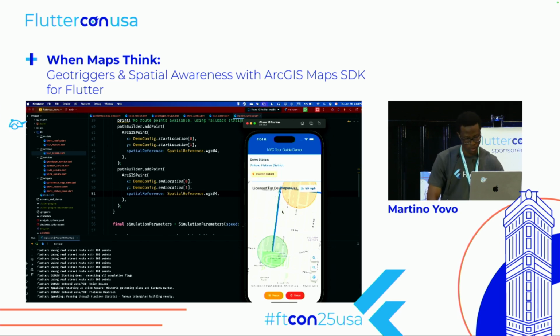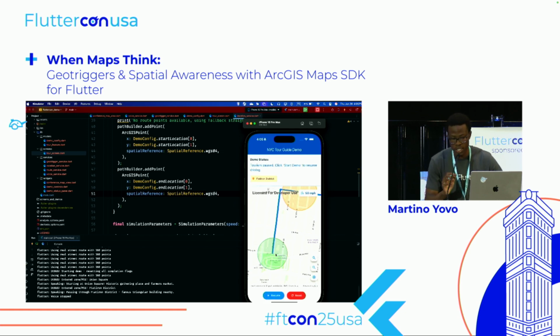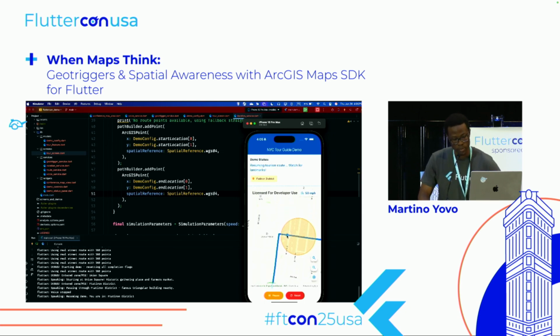Passing through Flatiron District. Famous triangular building nearby. Yep. So notice how it's describing the places, and once you're entering or trying to enter the zone, then you start seeing the messages. Resuming demo. You are in Flatiron District.